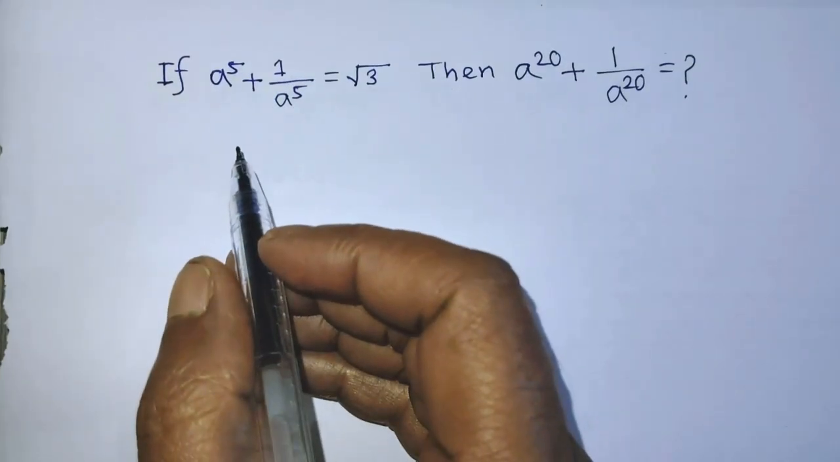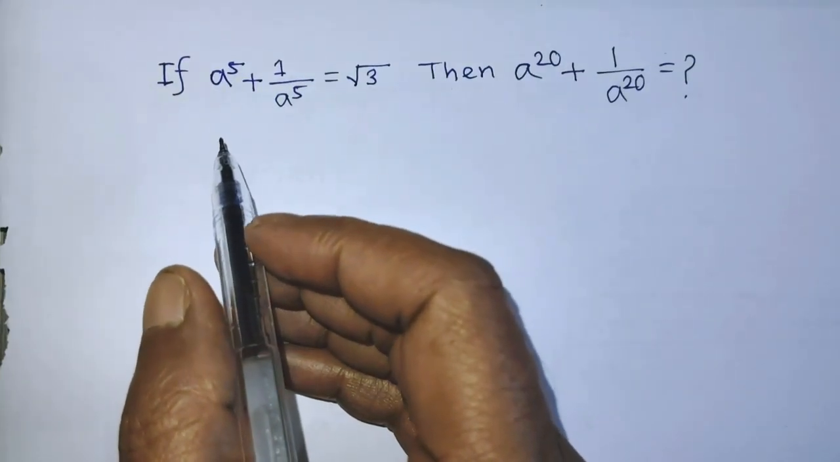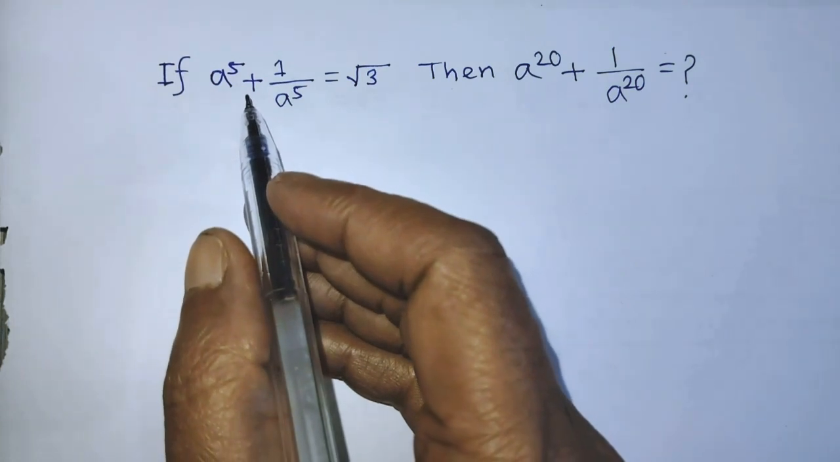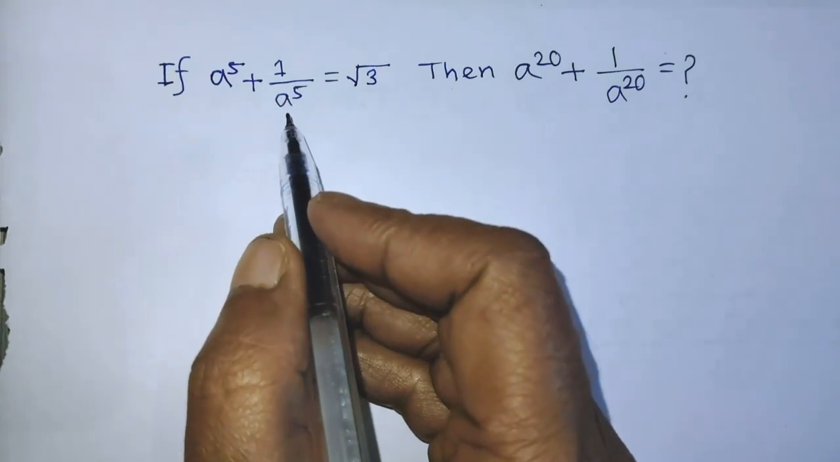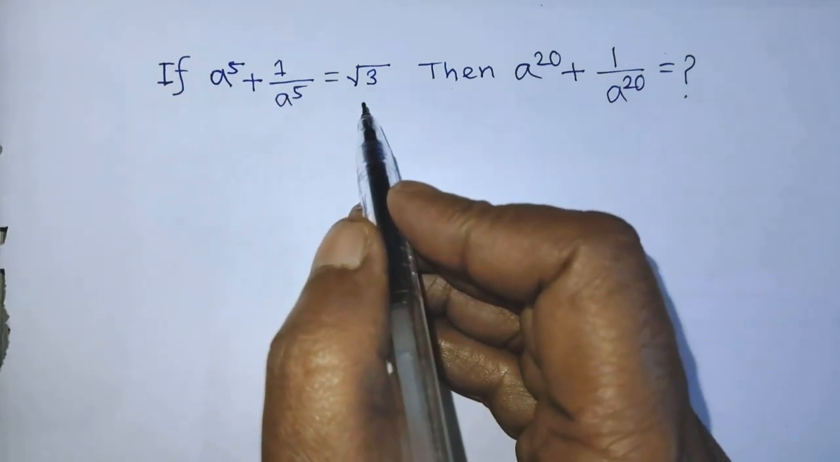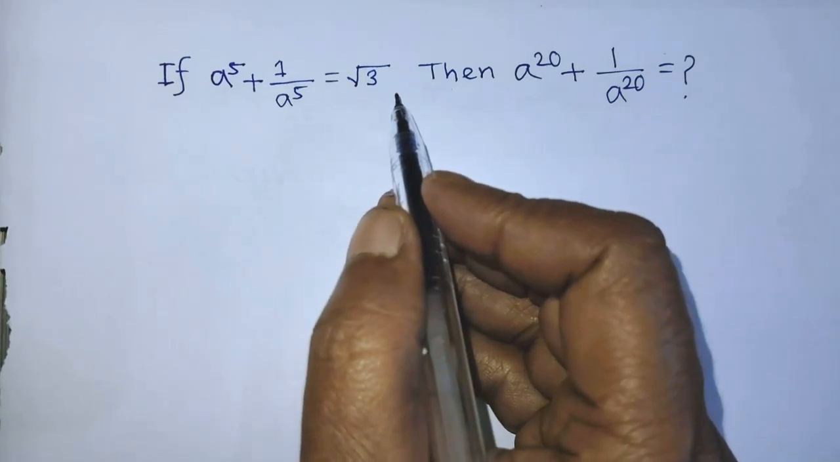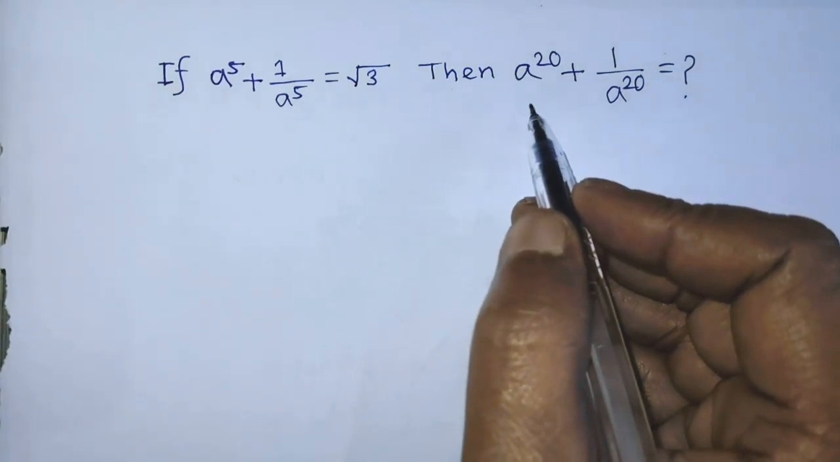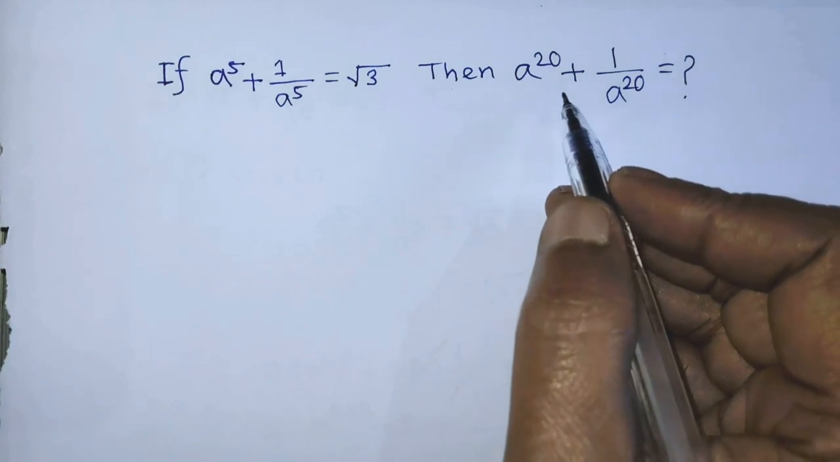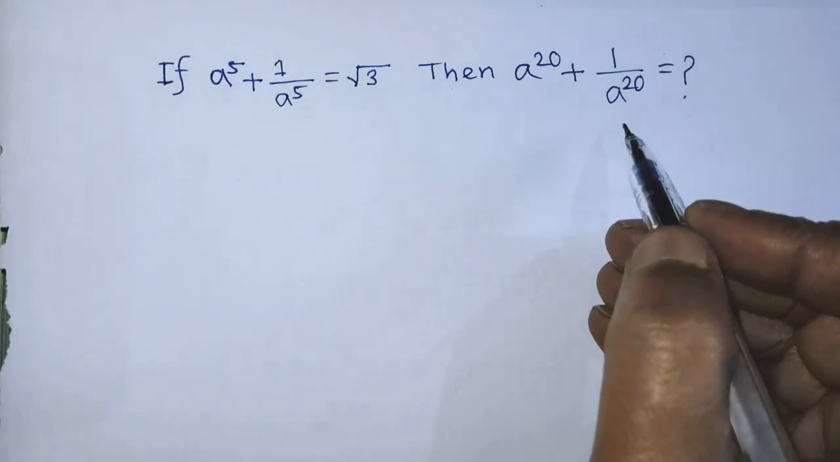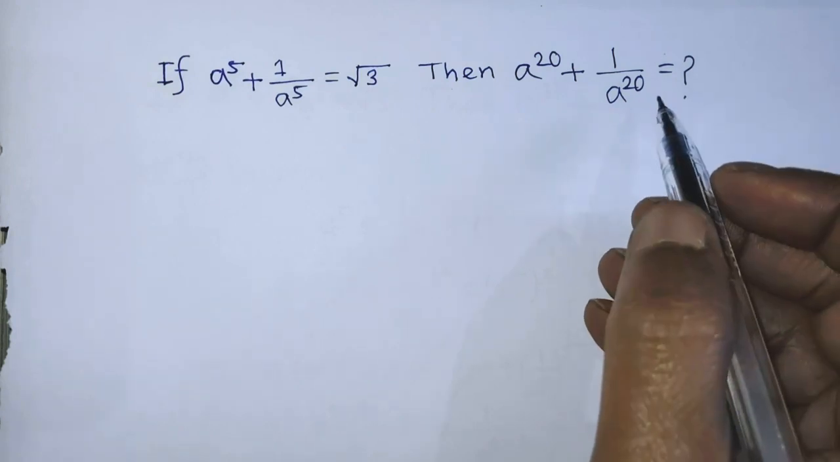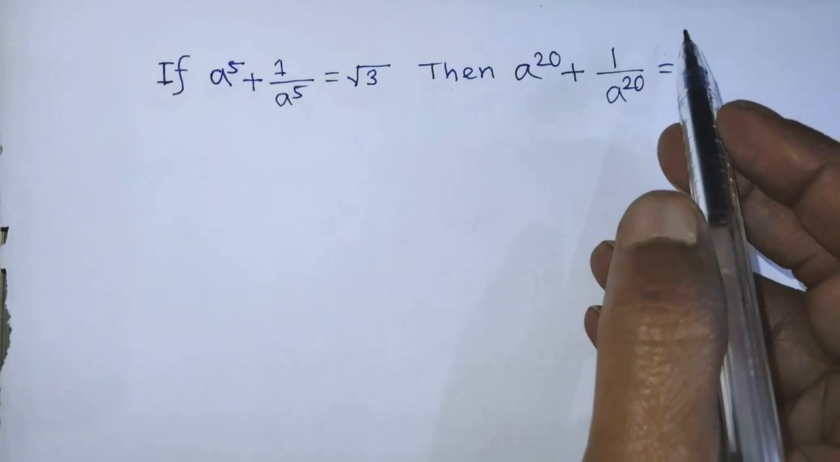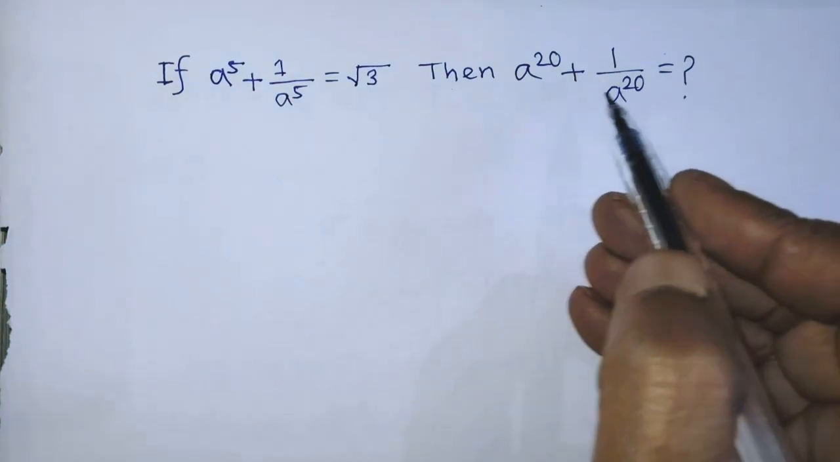Hi guys, you are welcome to solve this math problem, which is: if a to the power 5 plus 1 over a to the power 5 is equal to square root of 3, then find the value of a to the power 20 plus 1 over a to the power 20. So student, today in this video I am telling you how to find the value of this algebraic expression from this equation.